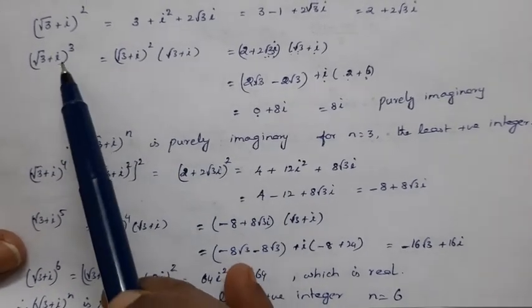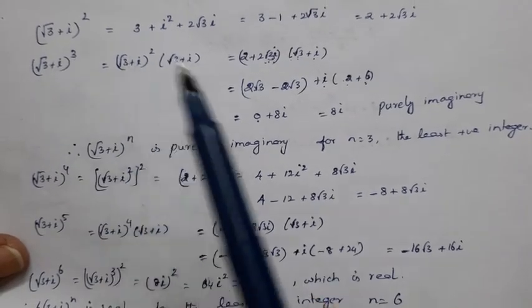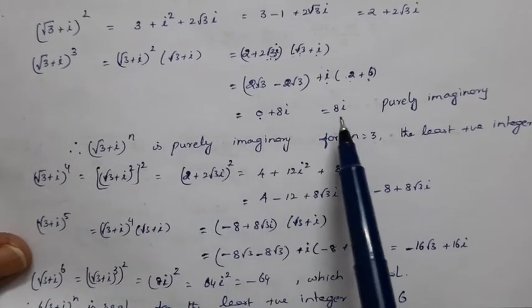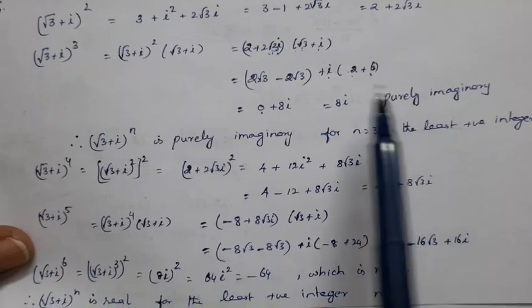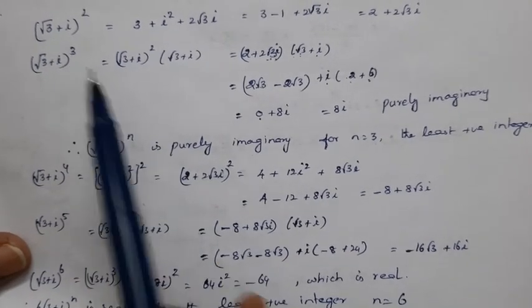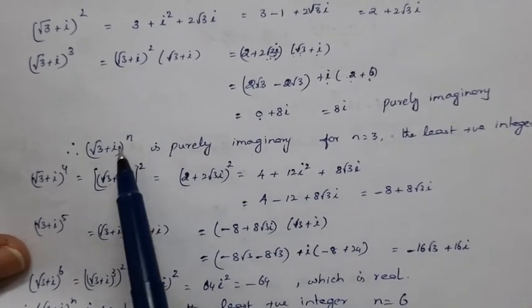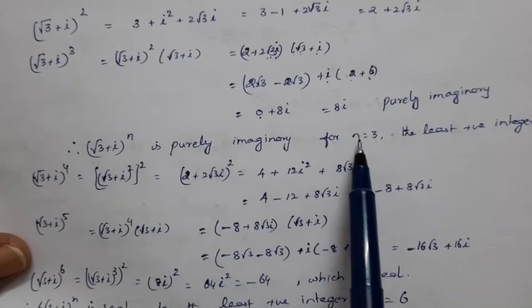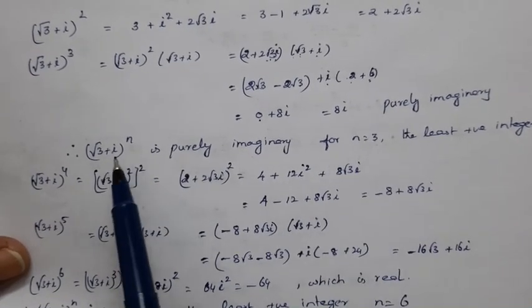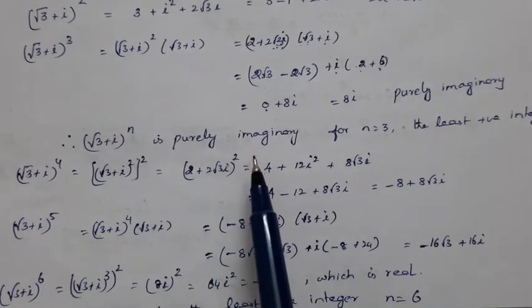Even if you get (√3 + i)^9, 12, etc., at some place you will get a purely imaginary number. But among them the power 3 will be the smallest. So you can take that n equal to 3 is the least value for which (√3 + i)^n is purely imaginary.